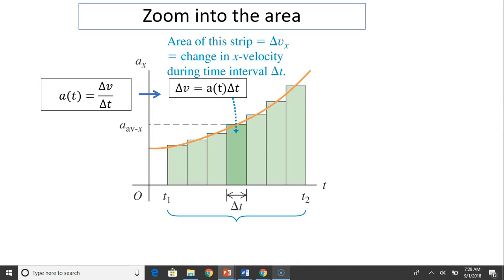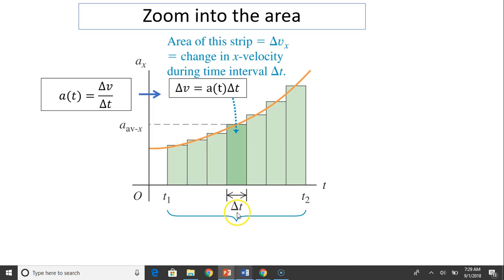Let's zoom into the area. To determine the area under a curve, we break this area down into tiny, tiny rectangles. Now each rectangle represents a change of velocity. How do we know? Because the area of the rectangle is delta t times a. What's delta t times a? Delta t times a is the change of velocity during that time interval. How do we know? Because acceleration is defined as delta v over delta t, so delta v equals a times delta t.